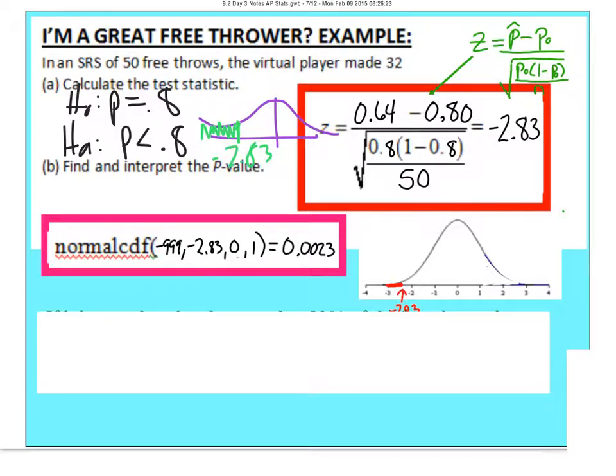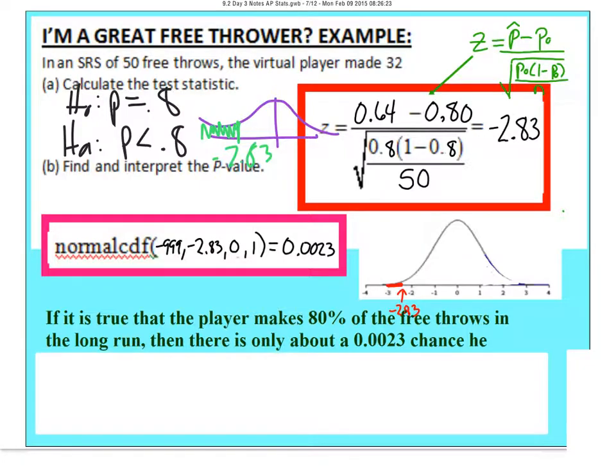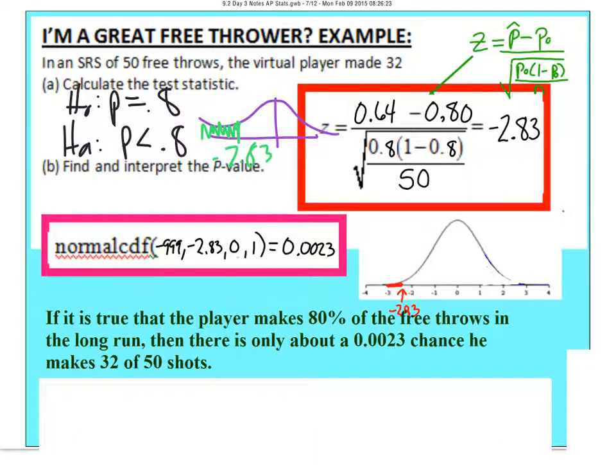So let's actually define and interpret that in context. Therefore, the p-value for this case says, if it is true that the player makes 80% of the free throws in the long run, then there is only about a 0.0023 chance he makes 32 of his 50 shots, which is where we got the 64% from.